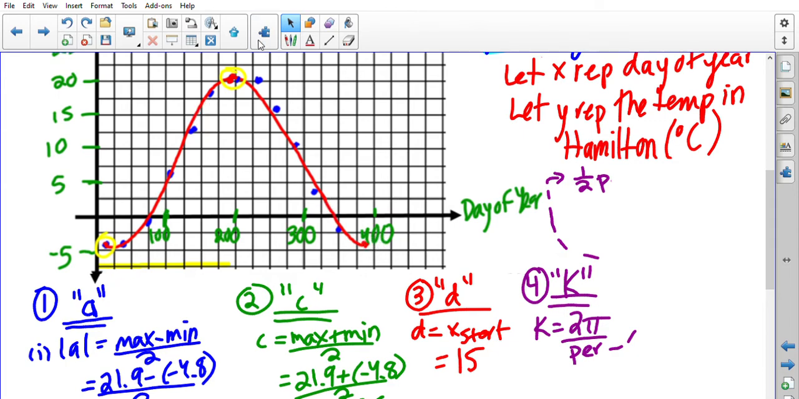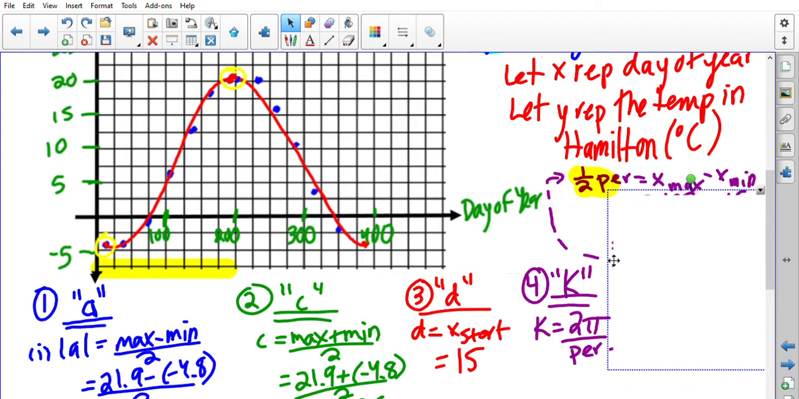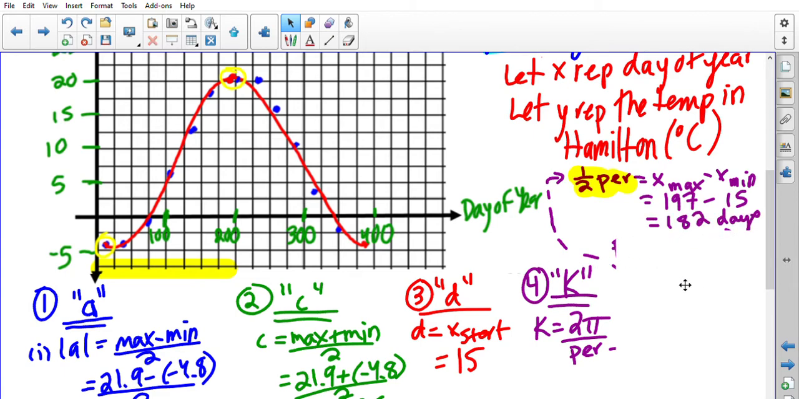So to be exact, I want you to recognize that half the period, okay, is this length from here to here, right? So from the min to the max. Okay. Now notice because the maximum in this one comes second, that means we're going to do the x coordinate of the max minus the x coordinate of the min, right? You obviously always do the furthest one minus the start. So the x coordinate of the max was 197, the x coordinate of the min was 15, so that gave us 182 days for half a period. So if we want the full period, we're going to do 2 times 182, and that gives us 364 days.